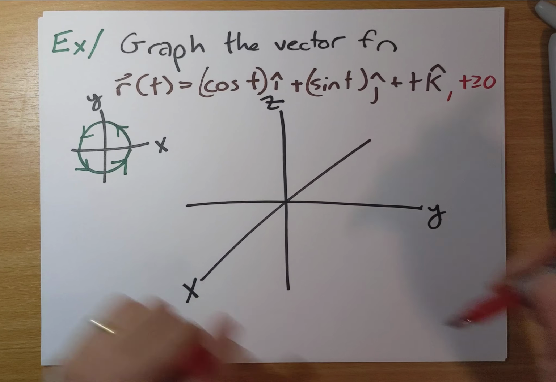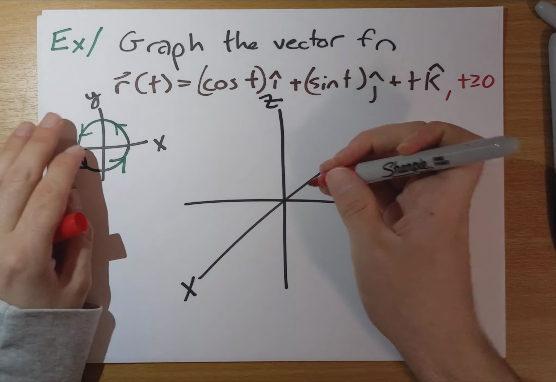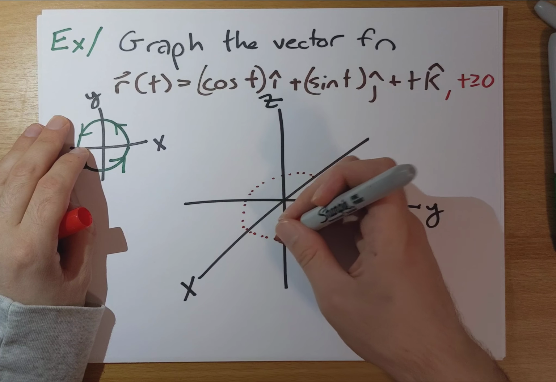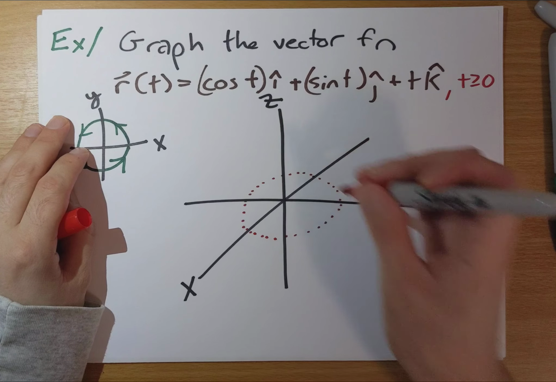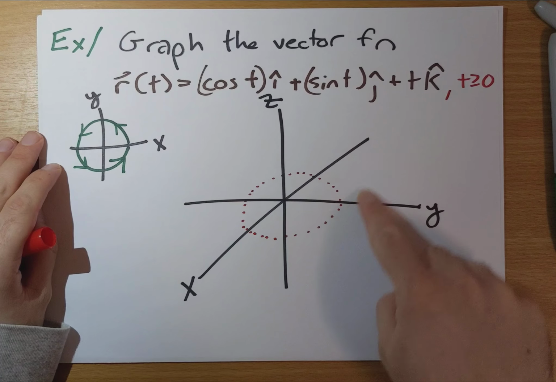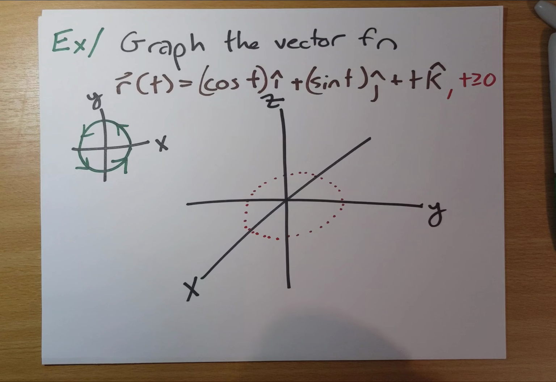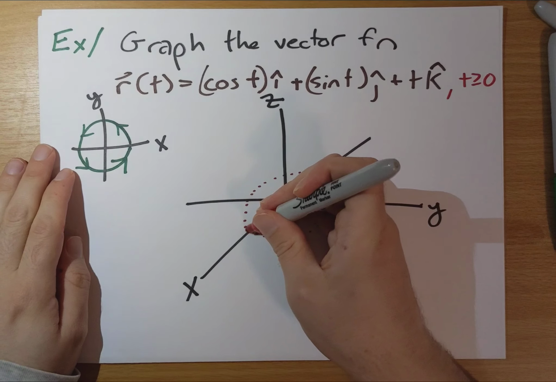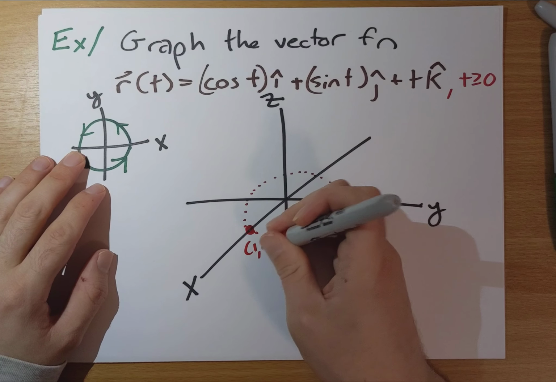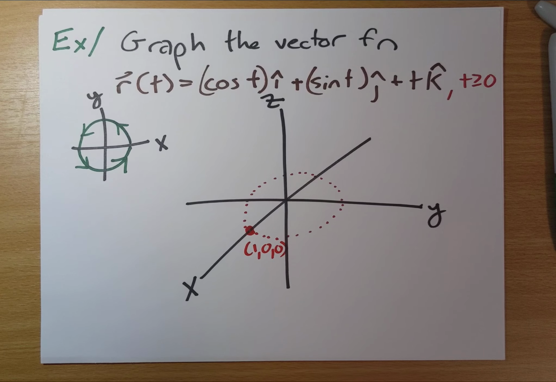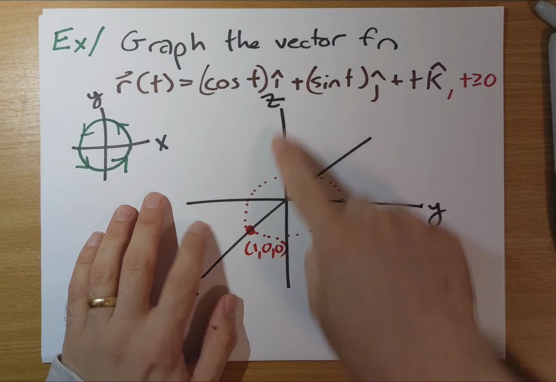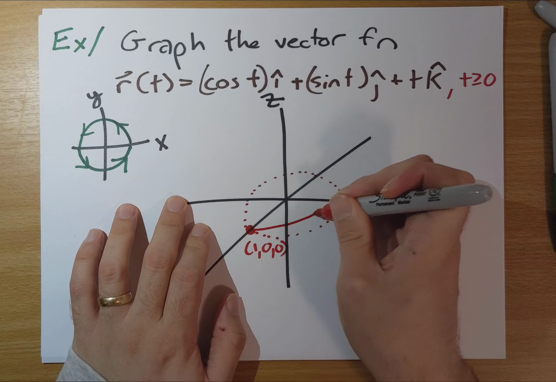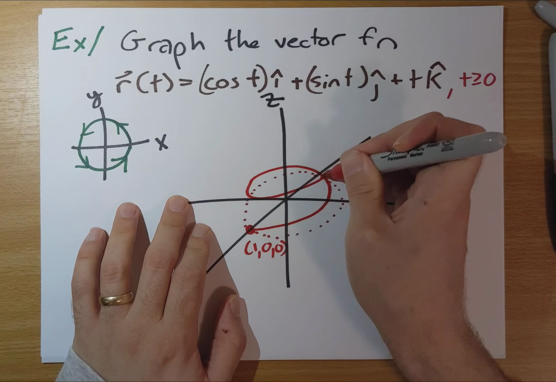Once again, if we were ignoring this, we would just be going around this little dotted circle in the xy plane, because this isn't the real thing. But when t is 0, we do start off right here at the point 1, 0, 0. But as t gets bigger, we're going to move up along the z-axis. So we're going to move something like this.